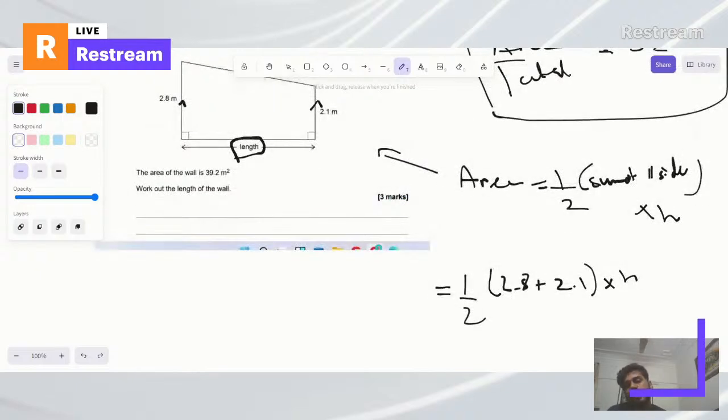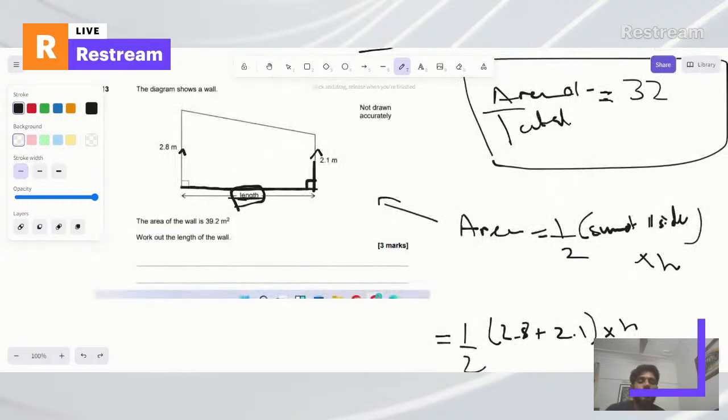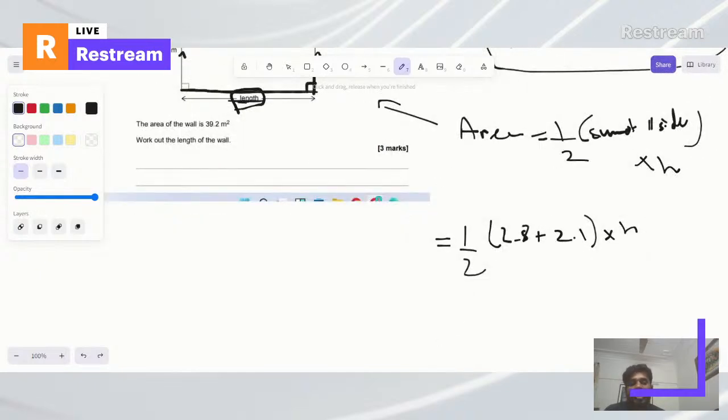We do not have the height, so this length is basically nothing but the height of this figure. Why? Because this length is forming 90 degrees with the base, so that's the condition for a height, right? You might name it anything you want, but it is pretty much the exact same as the height of this figure. Now we are given the value of the area, which was 39.2, right?